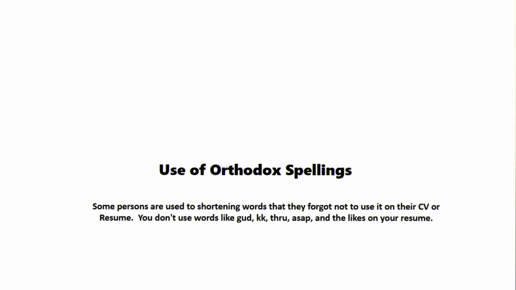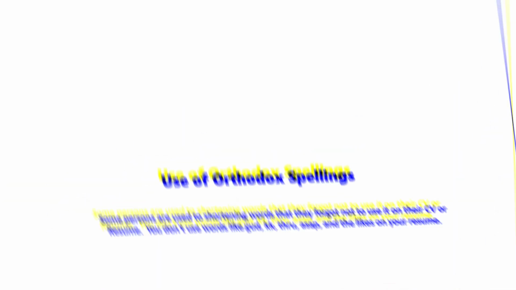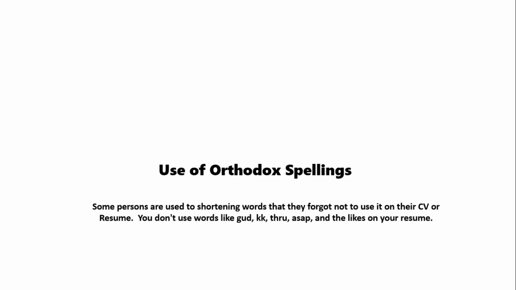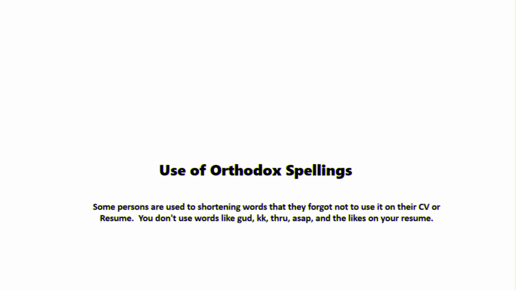Shortening words that you forget to use in your CV or resume. For example, you may decide to ignore the spelling of good, G O O D, and use G U D. Or even instead of using okay, you say K. You get it. So all these mistakes in your CV can cost you big. And if you find yourself in a position where you have made such a spelling error, you can either replace it or remove it in your CV.